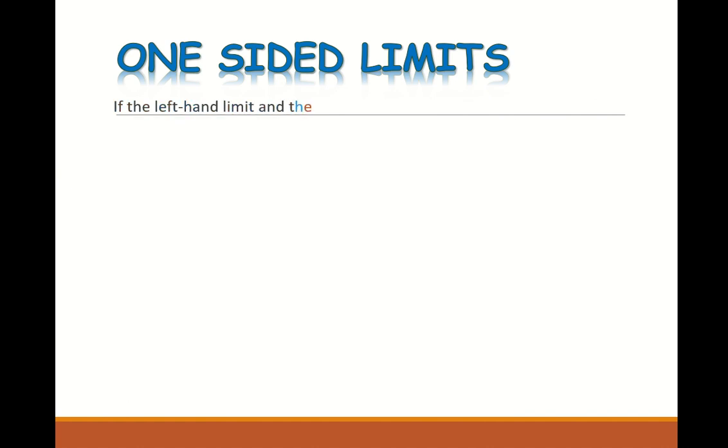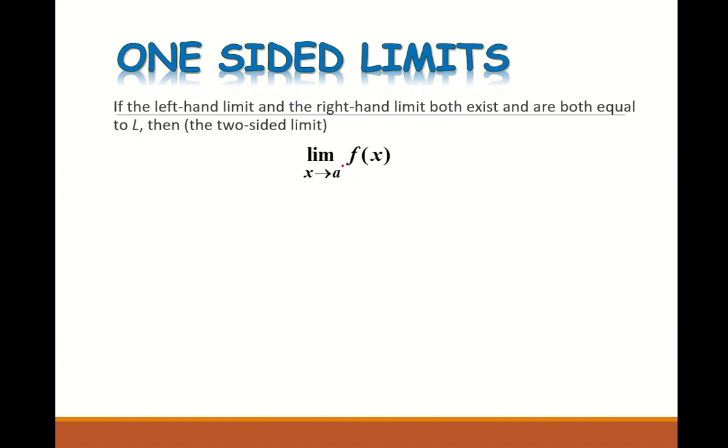Next, if the left hand limit and the right hand limit both exist and are both equal to L, then the two-sided limit, expressed by the notation limit of f of x as x approaches a, exists and is equal to L. If this condition is satisfied, then this exists and is equivalent to L, as mentioned here.